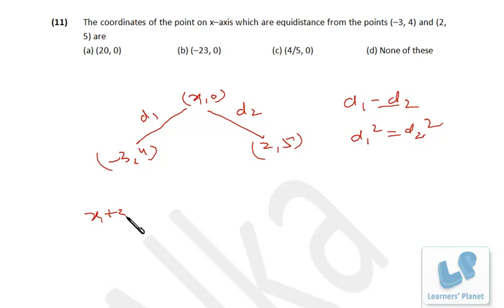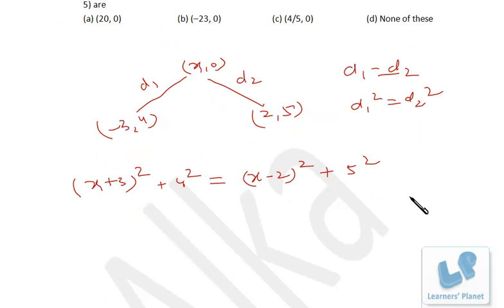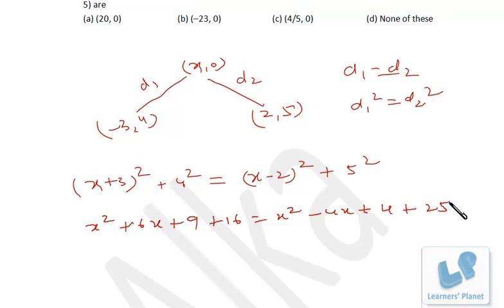So this is (x plus 3) whole square plus 4 square is equal to (x minus 2) whole square plus 5 square, right? So we just solve it. x square plus 6x plus 9 plus 16 is equal to x square minus 4x plus 4 plus 25. x square is cancelled. 6x plus 4x, 10x, plus 9 plus 16, 25, and this is 25.